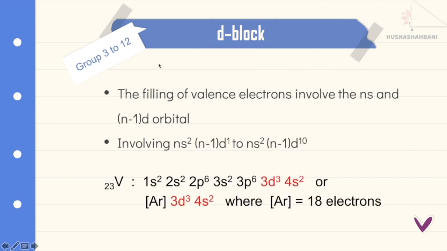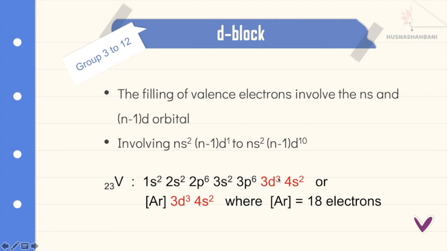D block involves group 3 to group 12. The filling of valence electrons involves the ns and (n-1)d orbitals, from ns2 (n-1)d1 to ns2 (n-1)d10. Example, vanadium. The valence electrons are in 3d orbital and 4s orbital. Valence electrons involve ns and (n-1)d. So this is our ns, this is our (n-1)d.